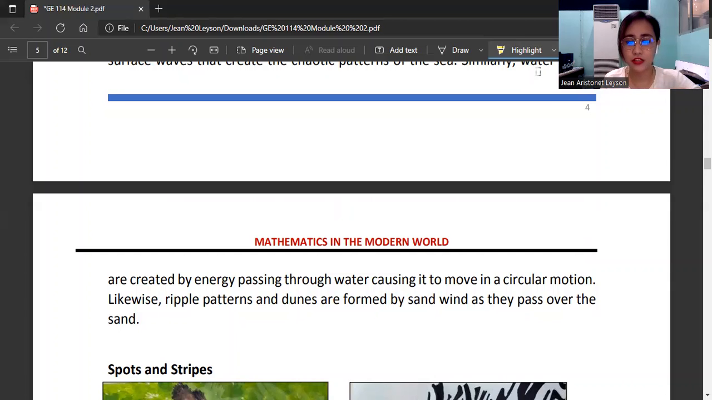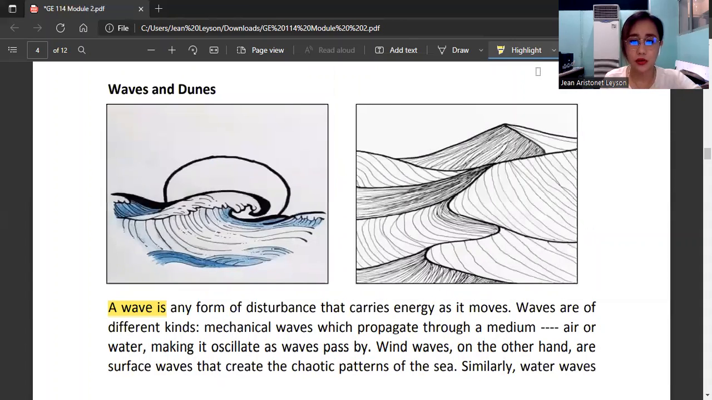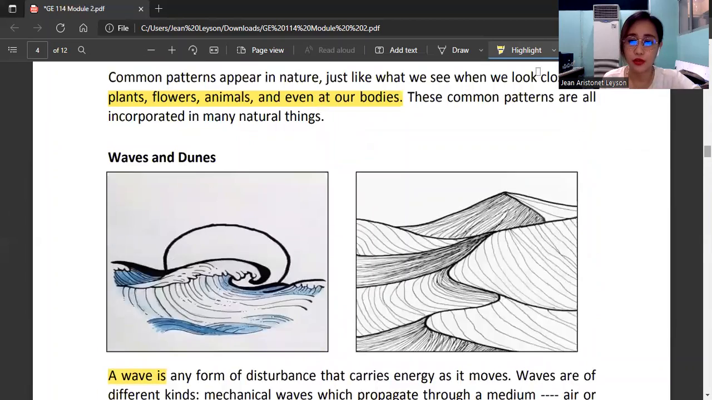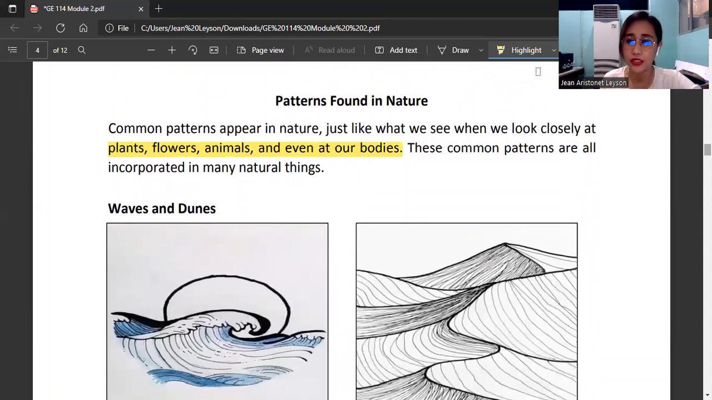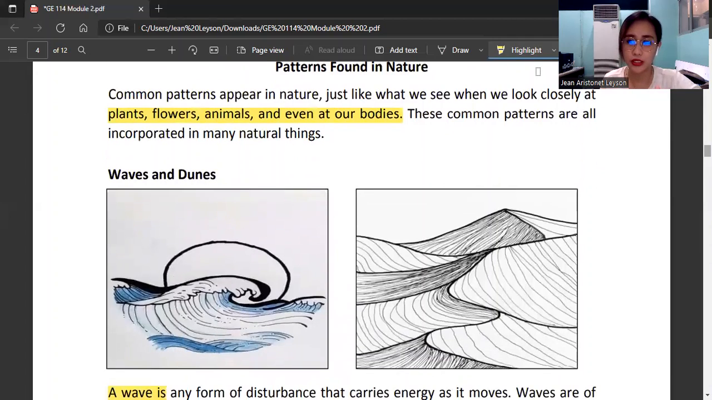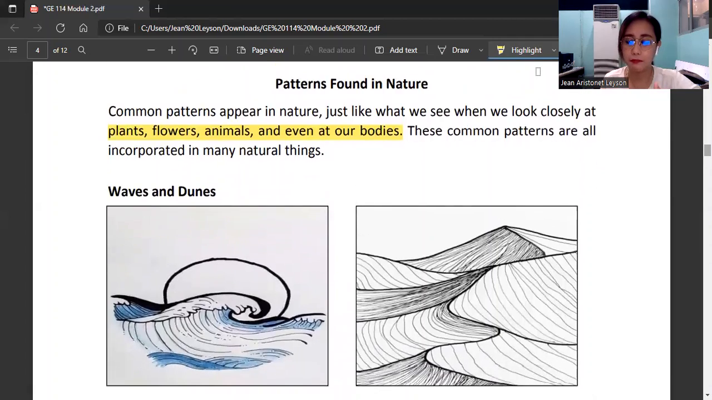Likewise, ripple patterns and dunes are formed by wind as it passes over the sand. So may it be waves in water or waves in the sand dunes, we can see certain types of pattern brought about by movement. It can be caused by the wind. So that's for patterns found in nature. It's naturally occurring. It's not man-made.